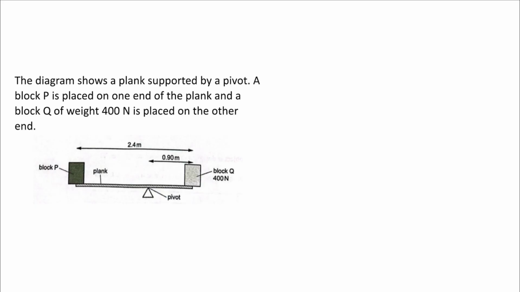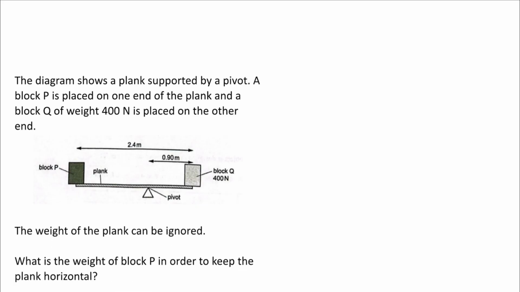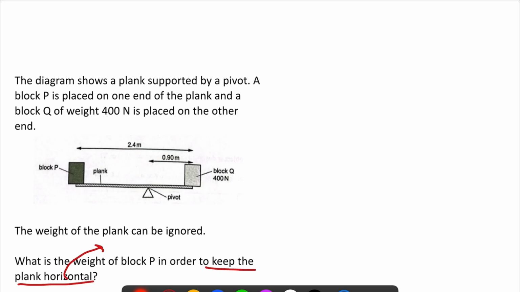Diagram shows a plank supported by a pivot. A block P is placed at one end of the plank and block Q of weight 400 Newton is placed on the other end. The weight of the plank can be ignored. What is the weight of block P in order to keep the plank horizontal? So the keyword right here is actually to keep the plank horizontal. It means that we are looking at equilibrium.